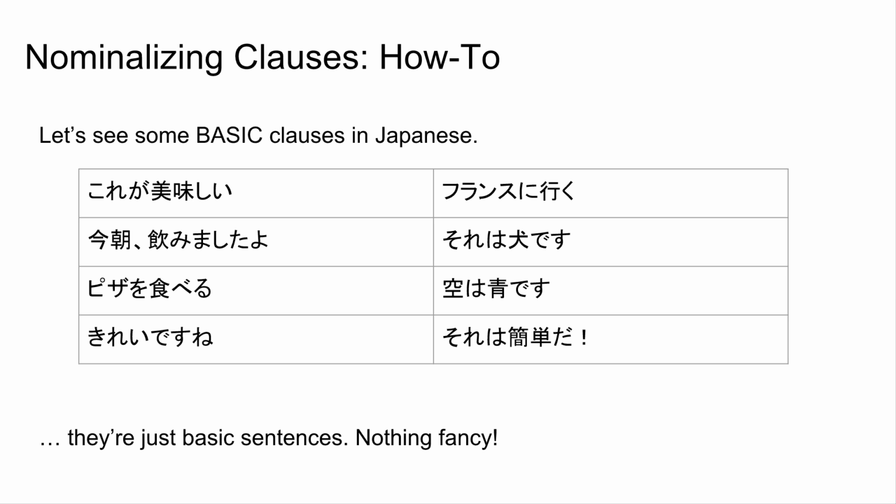Alright, nominalizing clauses in Japanese. How to? Let's see some basic clauses in Japanese. So, step one, let's see what some clauses look like in Japanese. You might not know how to read these kanji, so I'm going to put the romaji over here. So, kore ga oishii. Notice we don't need a desu there because we're talking in casual form. Casual form doesn't need the desu if it ends in an i adjective. Kore ga oishii. This is tasty.